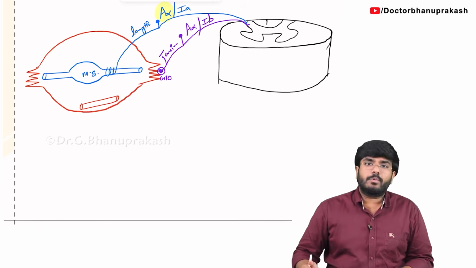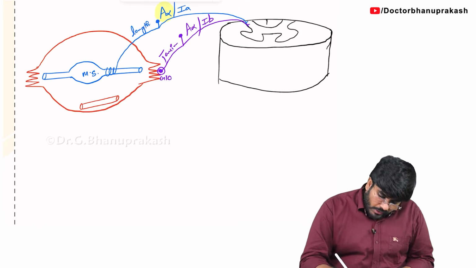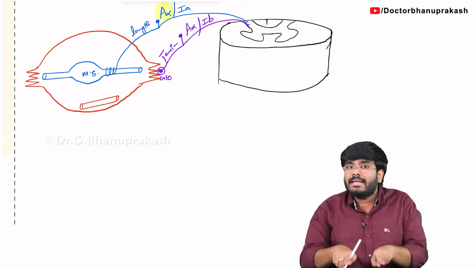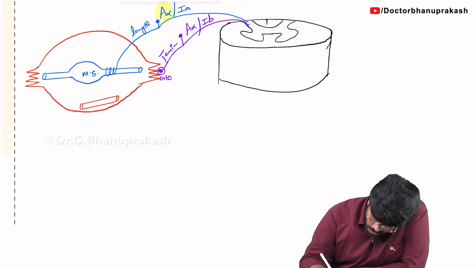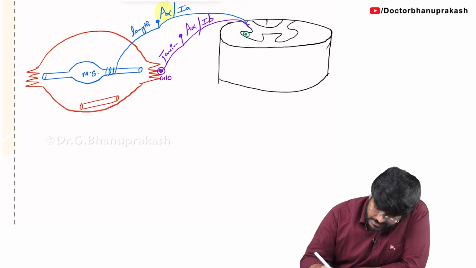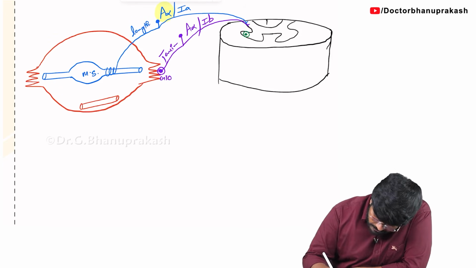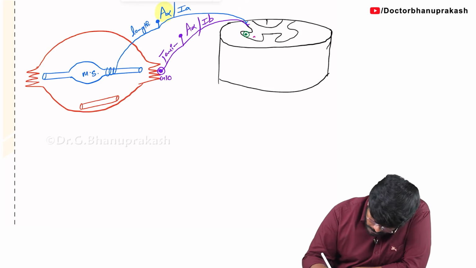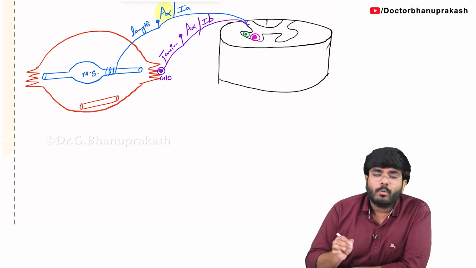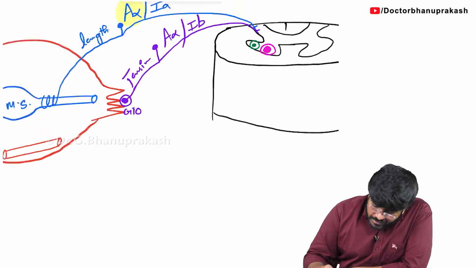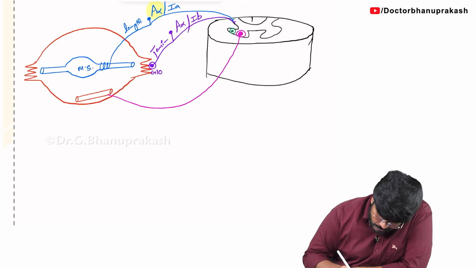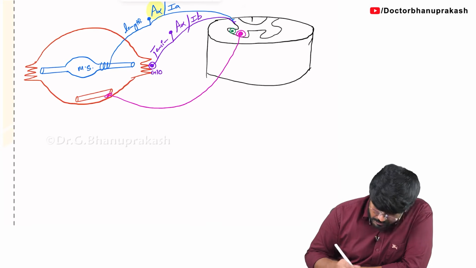Now let's talk about the motor inputs to the muscle, the motor fibers. Motor neurons are going to originate from where? Motor neurons originate from the ventral horns, the anterior horns of the spinal cord. There is this green color motor neuron that is arising. Two types of motor neurons are there: this pink color motor neuron and the green color motor neuron. This pink color motor neuron, look carefully, where is it coming? It is coming to the extrafusal fibers, it is innervating the extrafusal fibers.